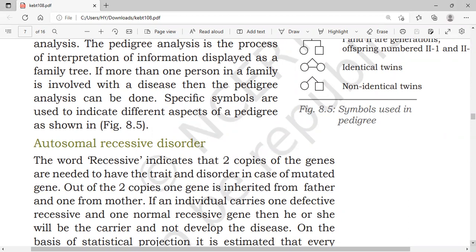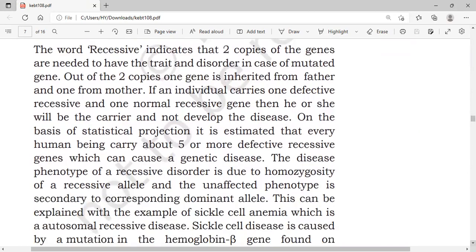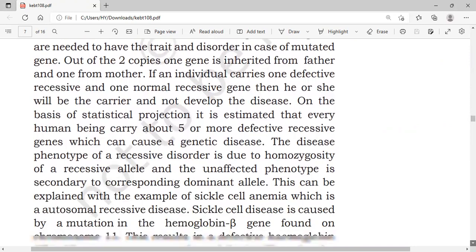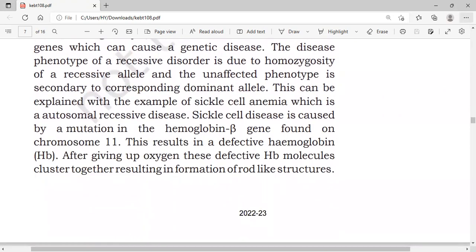to be expressed. And if an individual carries 1 defective recessive and 1 normal gene, then he or she will be a carrier and not develop the disease. So if only 1 gene is defective, then the person will become the carrier and not be affected by the disease, on the basis of statistical projection.